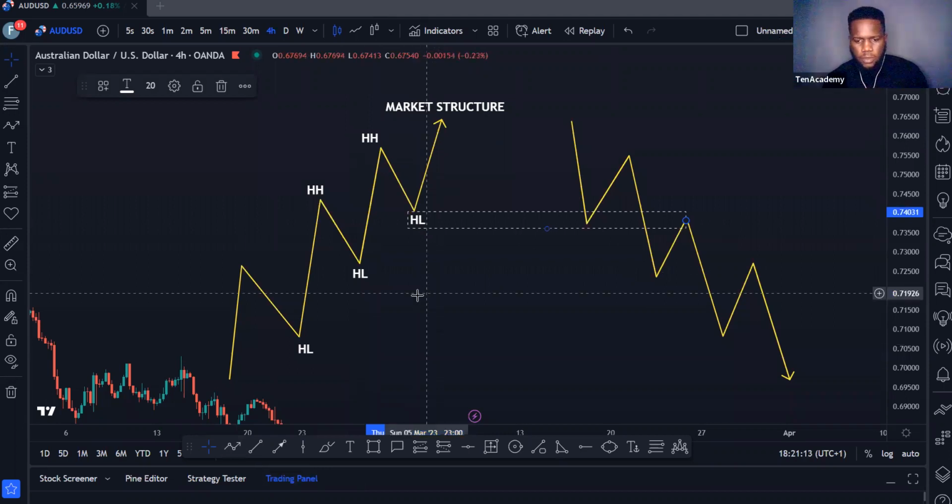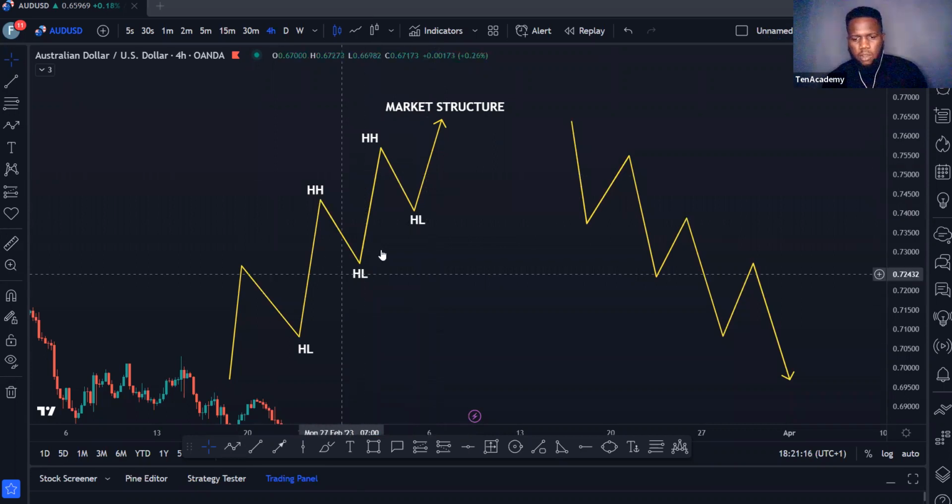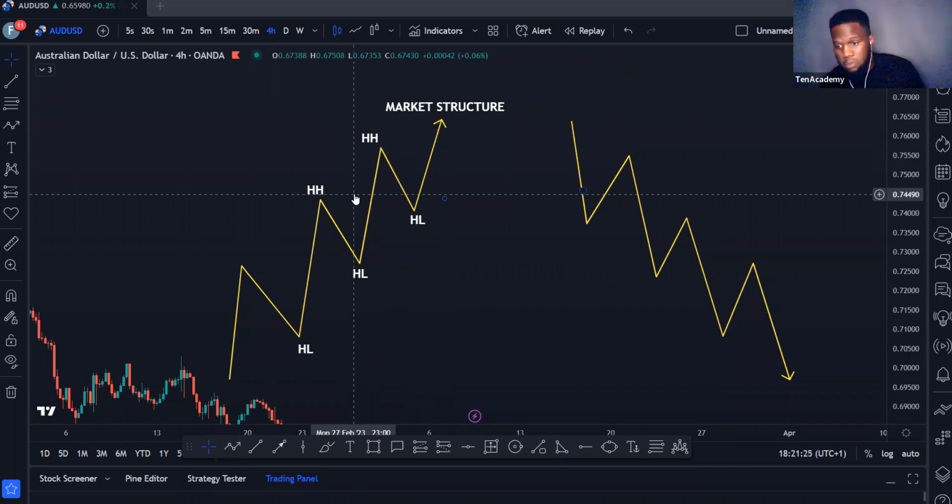Now, in an uptrend like so, you want to be looking for buys, right? That's what we were taught when it comes to market structure, when it comes to trading. You want to spot the trend of the market, and when price is in an uptrend, you want to look for buying opportunities. That's what everybody was taught.